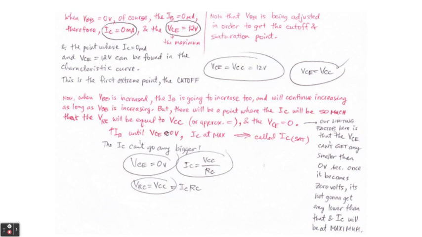So our limiting factor here is that the VCE can't get any smaller. It cannot get any smaller than 0 volts, because once it becomes 0 volts, it's not going to get any lower than that, and the IC will be at its maximum.